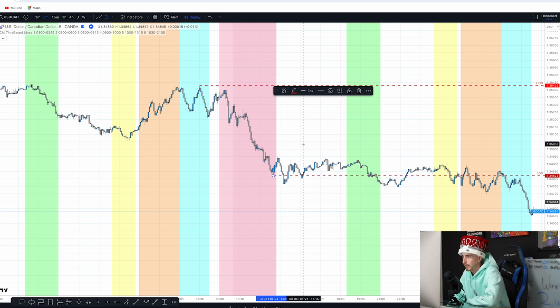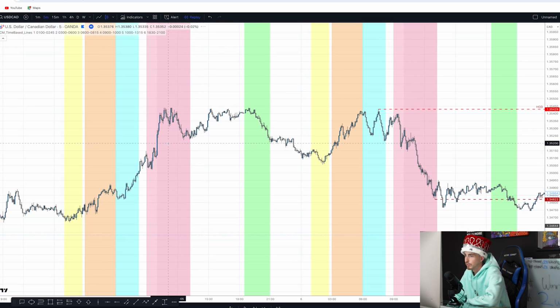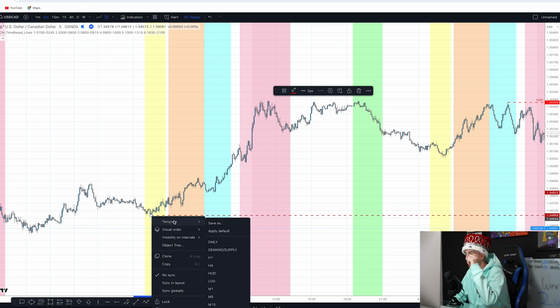And then the same rules apply for our previous low of day. The previous low of day is going to be two previous trading days. So if we're trading on Wednesday, it's going to be the highest and lowest point between Monday of Frankfurt and New York session. Asia session does not count. Now the key rule for this guys is to do this on the M5 time frame.